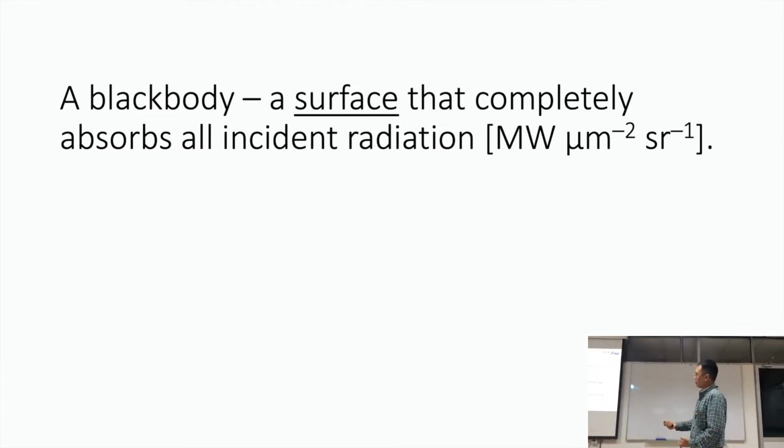Now a unit of a black body value, or a certain parameter that we use to describe the black body surface, is this unit, megawatts per micrometer per steradian. When it says per micrometer, it's for a certain wavelength or a certain color. Per steradian is for every solid angle, for a unit solid angle.